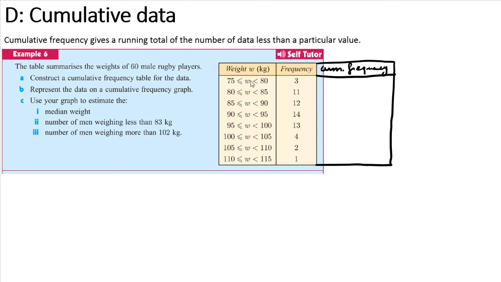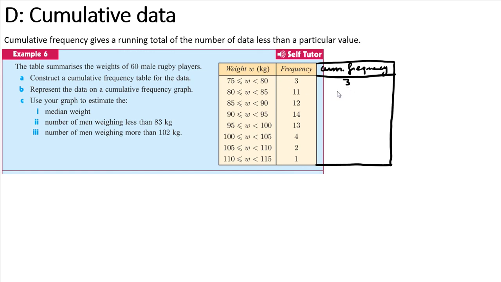So in the first row we have 3 rugby players who have a weight between 75 and 80. So the cumulative frequency of this is also 3, because the cumulative frequency is actually the amount of rugby players who have a weight in the group 75 to 80 or lower. So actually lower than 80, which is still 3.